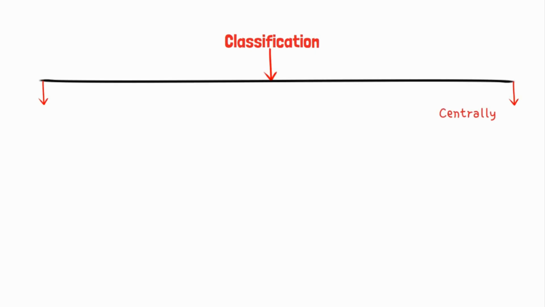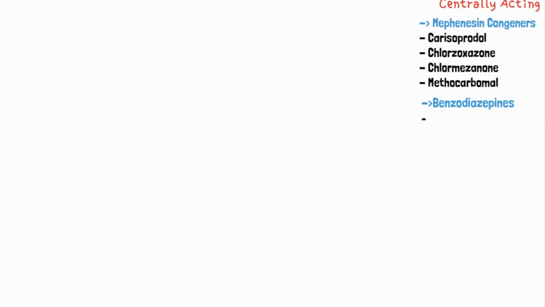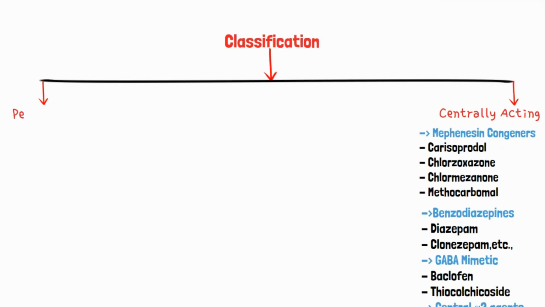Coming to the classification of skeletal muscle relaxants, they are classified into peripherally acting and centrally acting. Following classes of drugs come under centrally acting muscle relaxants. First one is methocarbamol, which include cor-isoprodol, chlorzoxazone, chlormethazone, methocarbamol. Next is benzodiazepines, which include diazepam, clonazepam, and other benzodiazepines. Next is GABA mimetics, which include baclofen, thiocolchicide. Next is central alpha agents, which include tizanidine, neural cyclobenzaprine. These are all centrally acting skeletal muscle relaxants.